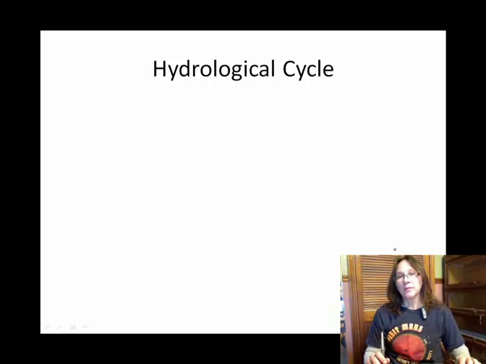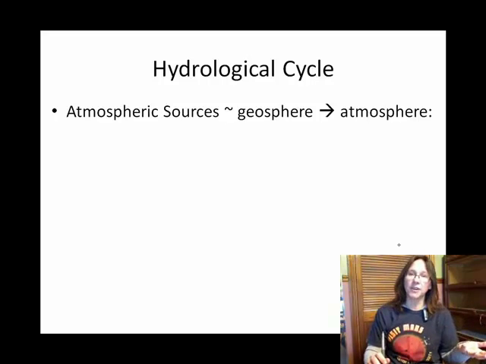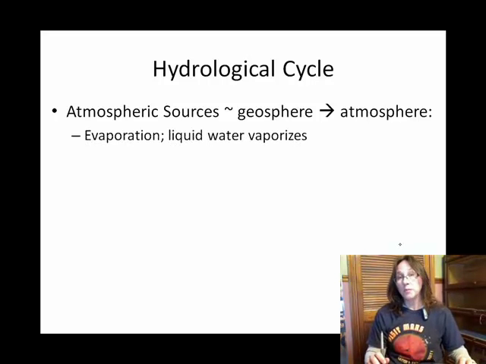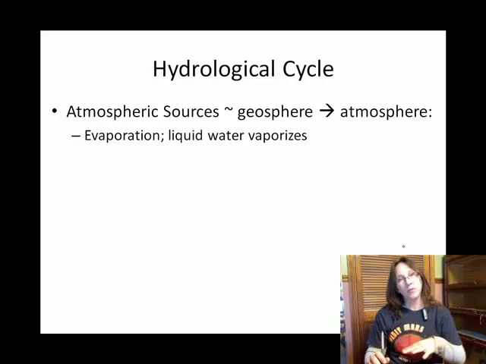But one of the things you probably already are very familiar with is the hydrological cycle. We talked about the different spheres: the geosphere, the atmosphere, the biosphere, all of that. Atmospheric sources of water would be evaporation. An atmospheric source is basically getting water, in this case most likely from the geosphere, into the atmosphere. So how do we get water from the geosphere into the atmosphere?